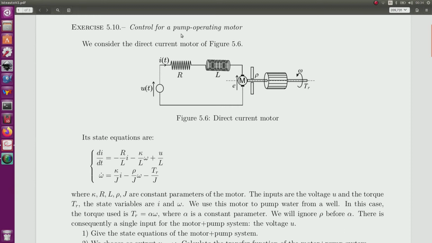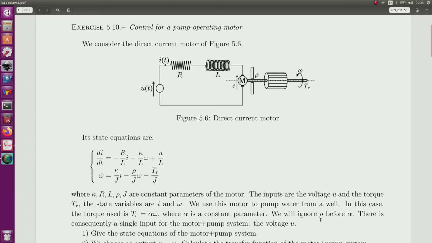Control for a pump operating motor. So we have a motor here, an electric motor, with the electric part on the left and the mechanics on the right. The state equations are given by this, where the state variables are I, corresponding to the current inside the circuit, and omega, the rotational speed of the motor. The inputs are U, the voltage at the input of the motor, and the torque TR, corresponding to the use of the motor.